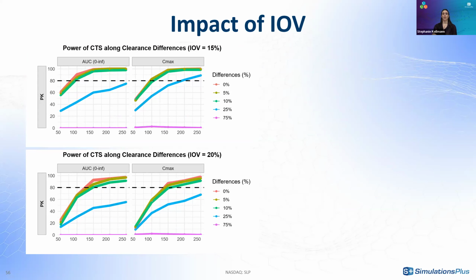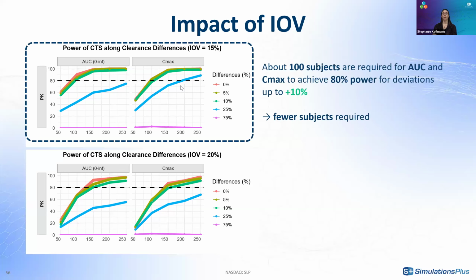Here we repeated the clearance simulations with a lower interoccasion variability of 15%. As you can see, both AUC and Cmax achieve the 80% power threshold with fewer subjects, around 100, compared to roughly 150 to 200 subjects before, when IOV was 20%.